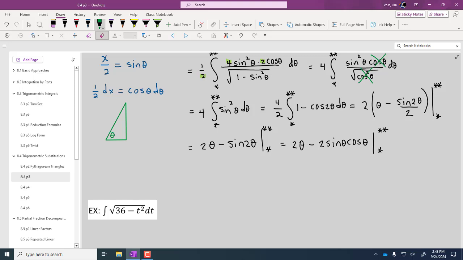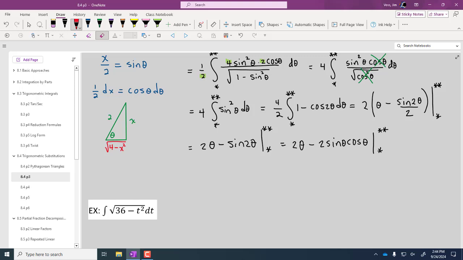Sine of theta is x over 2. Well, if sine of theta is x over 2, then there we go. And then we're going to have one missing side, which we find by the Pythagorean identity. So we have that. Now we know sine, cosine, tangent of theta.